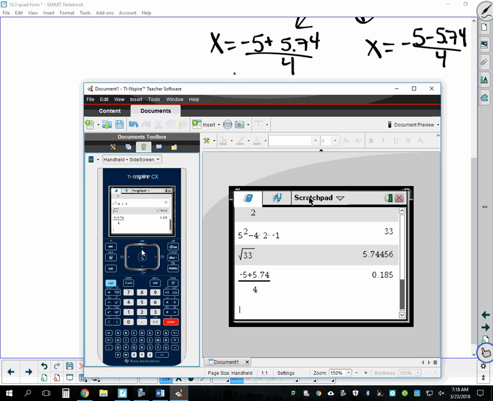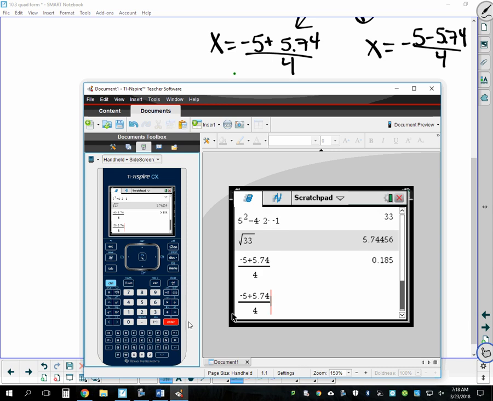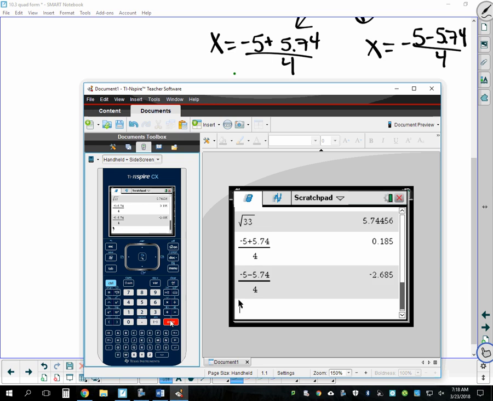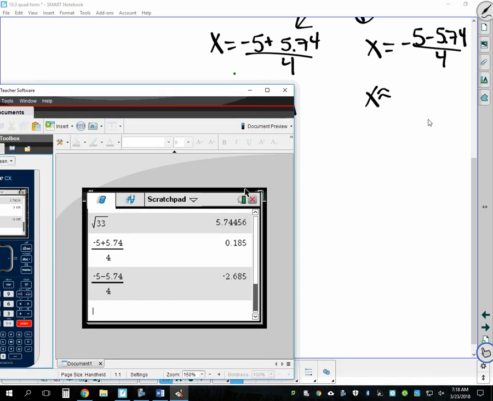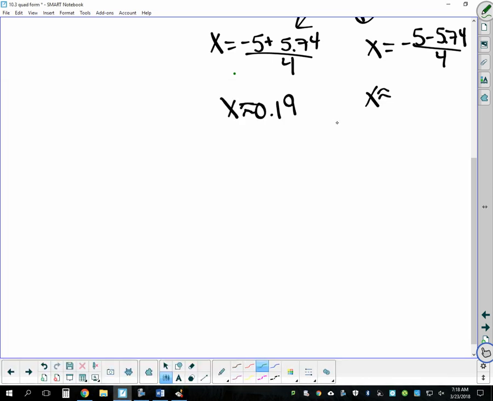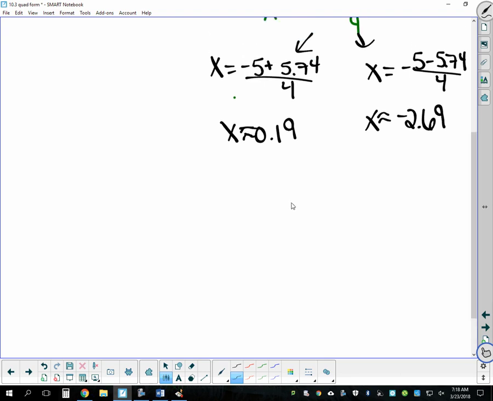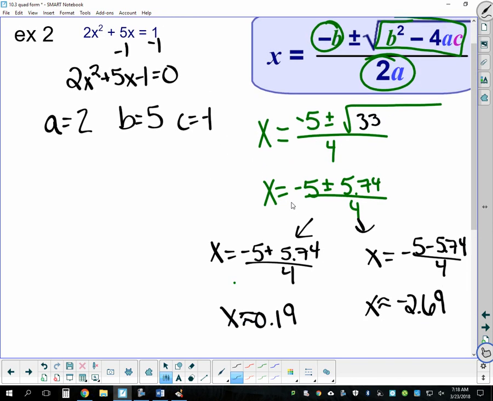Oh, and here's a little trick for you. If you guys go up to where you were just there, if you press enter on that, it'll bring it straight down, and then all you have to do is just change that plus to a minus. So just a little shortcut if you're interested. And that is -2.69 after you round. Okay? Now, you can check these, but they're not going to be 100% exact because we've rounded.